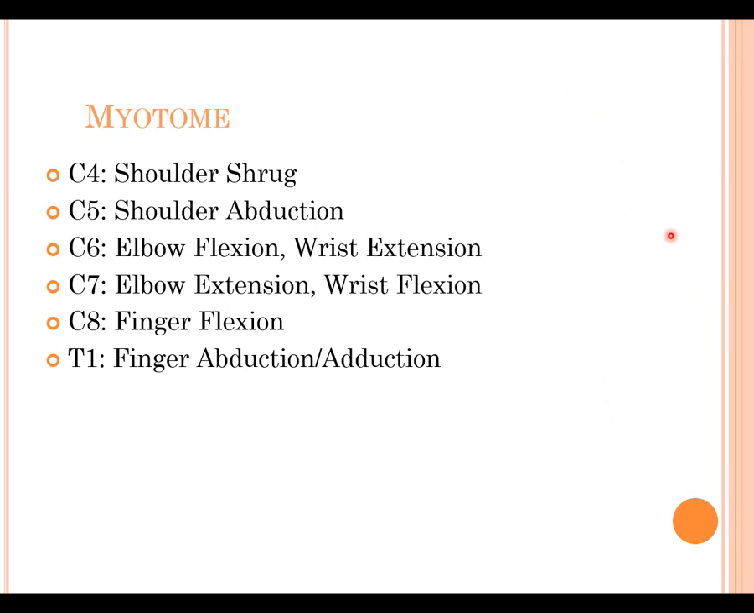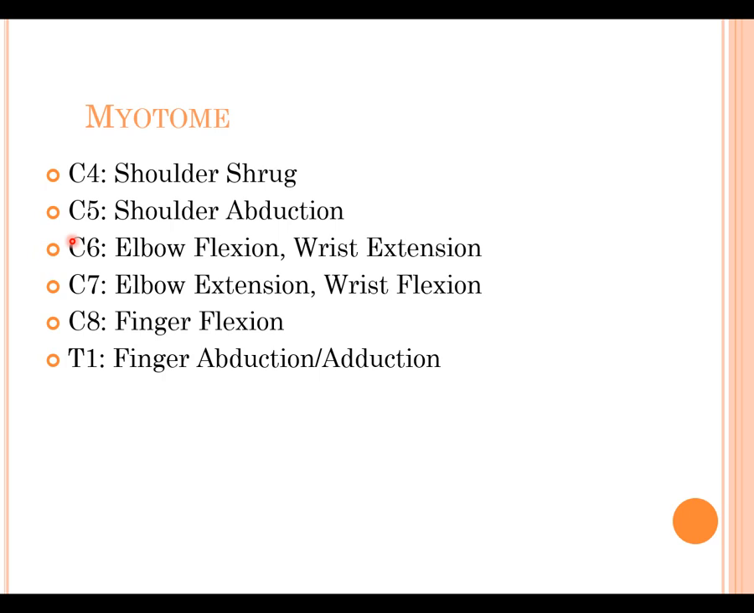Then you have your myotomes. Again, this is one muscle or muscle group that are innervated by a specific nerve root. So in this case, C4, to test that, we're going to do a break test on all these. So not the concentric, not the eccentric, just a break test. So you're going to ask them, shrug your shoulders, and then hold it up there, and you're going to push down. Shoulder abduction, put your arms to the side, do a break test at 90 degrees.